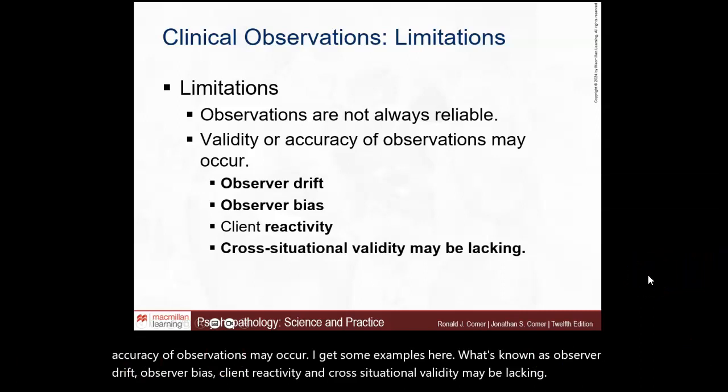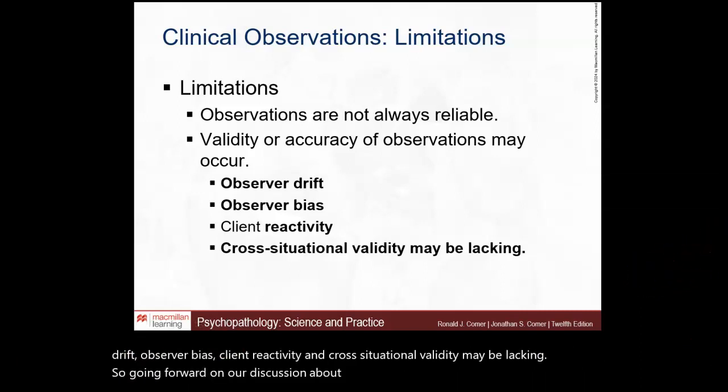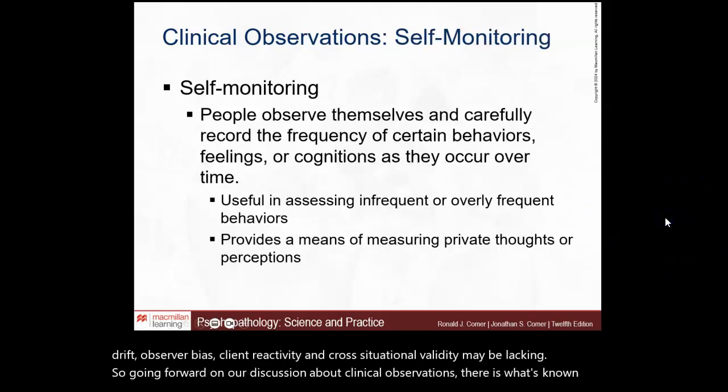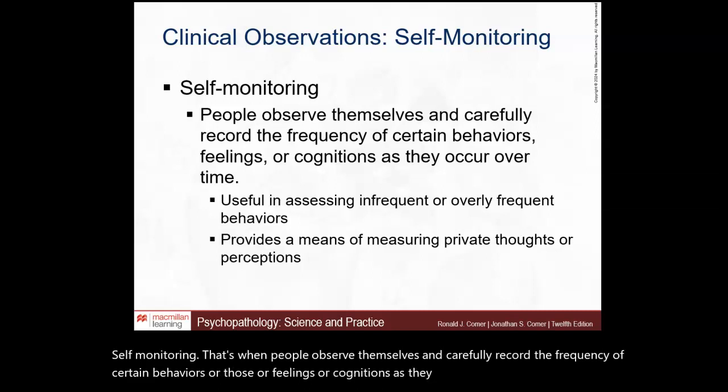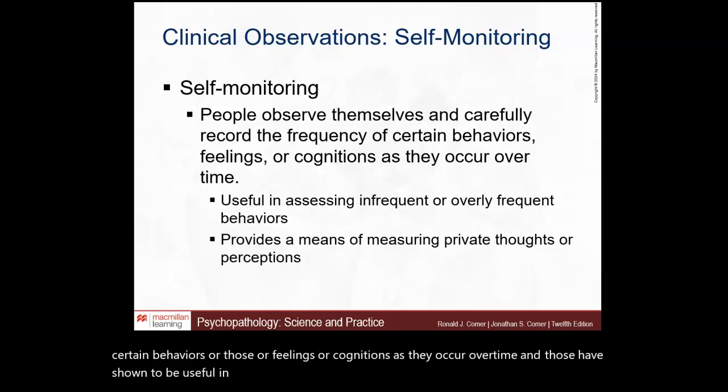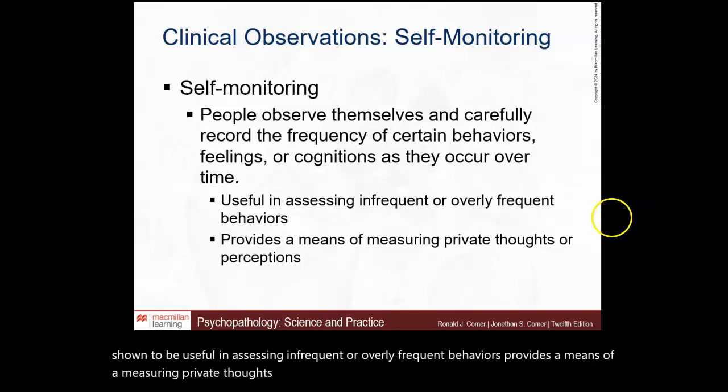So going forward on our discussion about clinical observations, there is what's known as self-monitoring. That's when people observe themselves and carefully record the frequency of certain behaviors or feelings or cognitions as they occur over time. Those have shown to be useful in assessing infrequent or overly frequent behaviors, and provide a means of measuring private thoughts or perceptions.